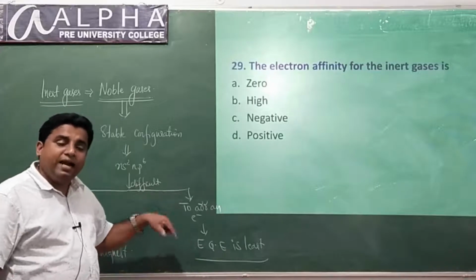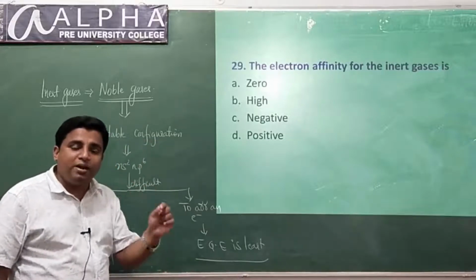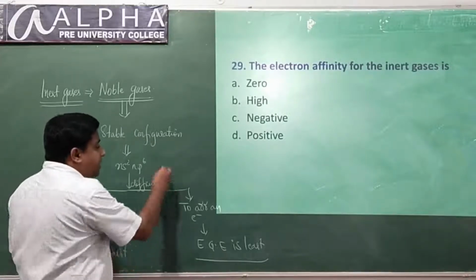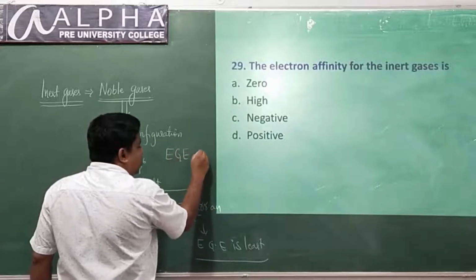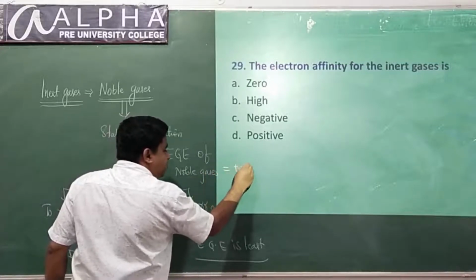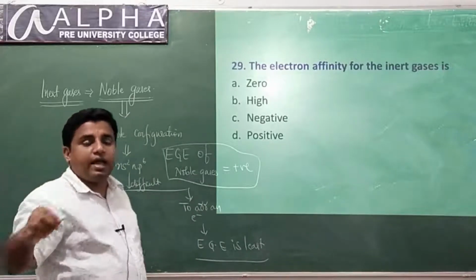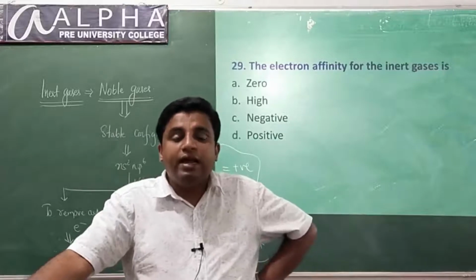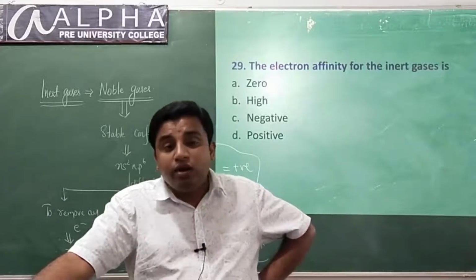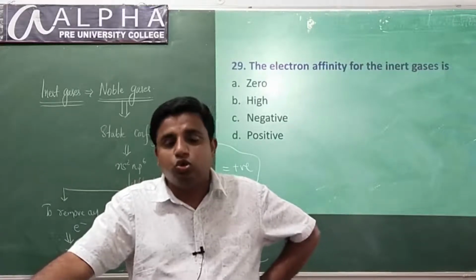And also it is difficult to add an electron to noble gases. That is why noble gases have least electron affinity, or least electron gain enthalpy. Since they have least electron gain enthalpy, don't say it as 0, it is always positive. Electron gain enthalpy of noble gases is positive, whereas for other elements the electron gain enthalpy is usually negative. Only for noble gases, electron gain enthalpy is positive because it is very difficult to add electrons to noble gases.